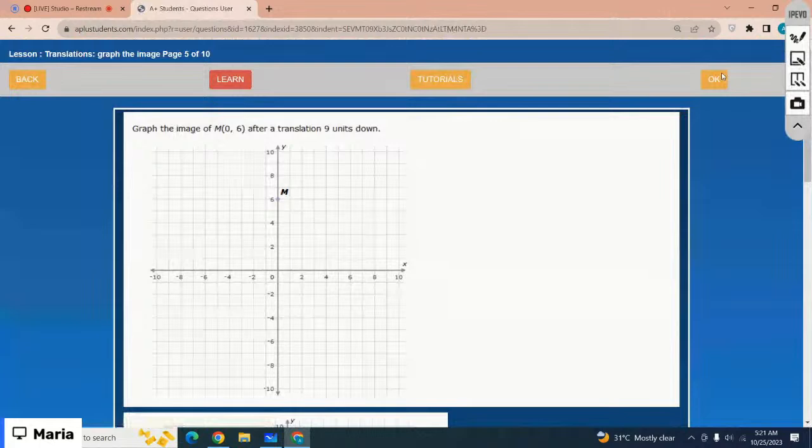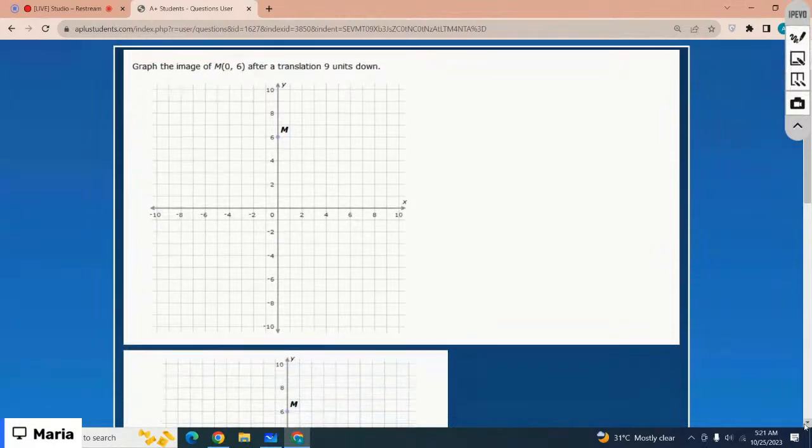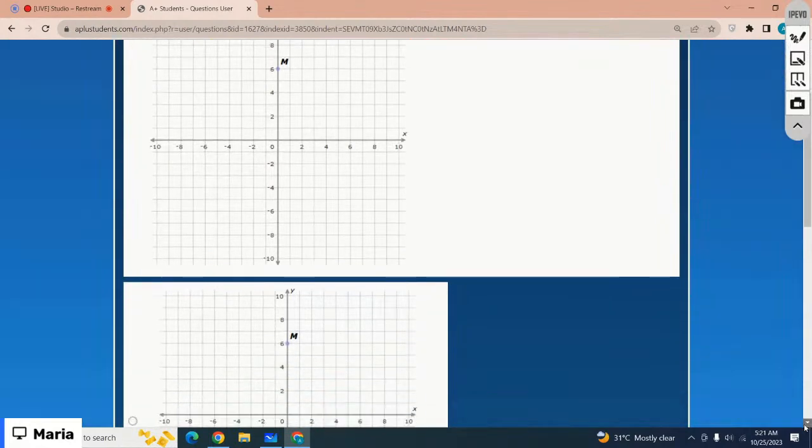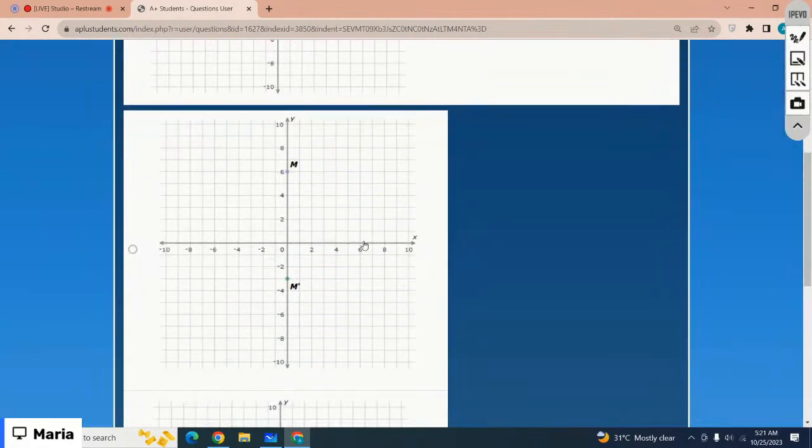Okay, graph the image M after translation 9 units down. So which is the correct option? From here it is 9 units down. So it would be here, right? Below the x-axis. Yes, option number 1 is the correct option.